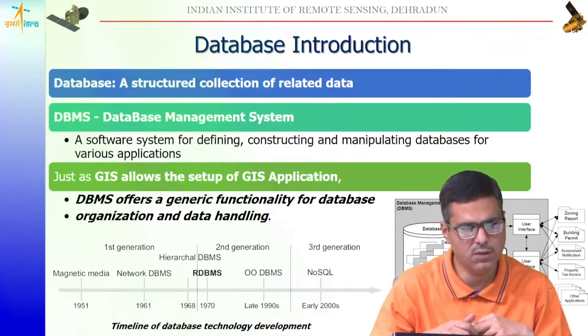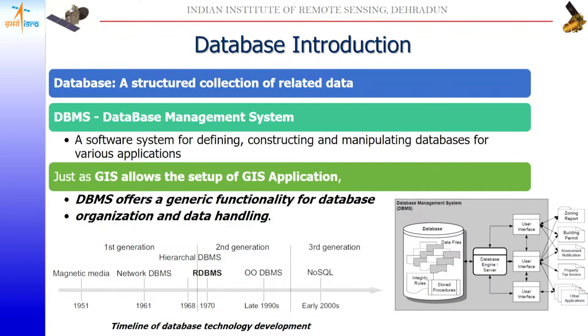So database is a term that we use to describe a structured collection of related data. Data, we know, are the raw facts, but a database is primarily a structured collection of related data. We won't call a pile of, let's say, sheets a database unless it is organized in a structured manner containing the related data. Now that could be paper based, that could also be computer based.